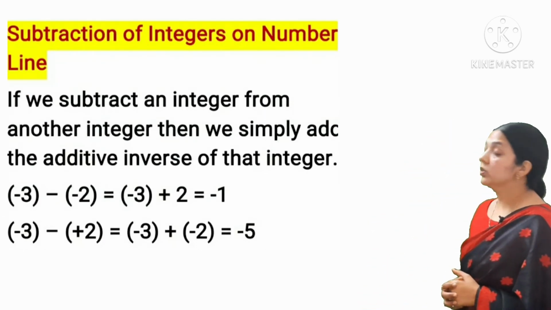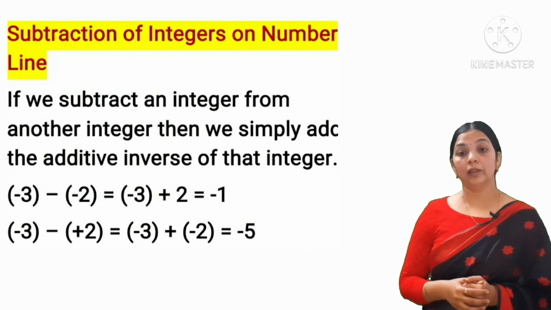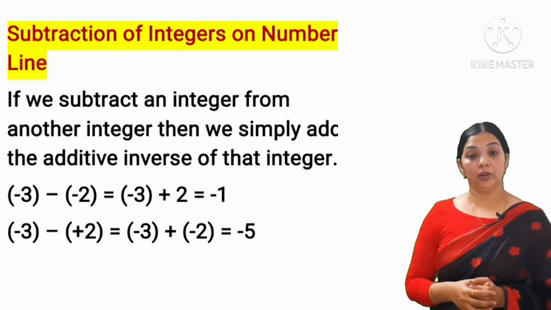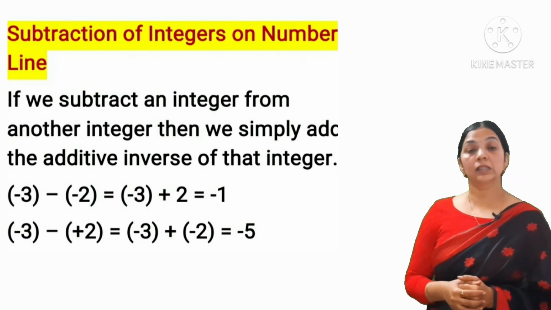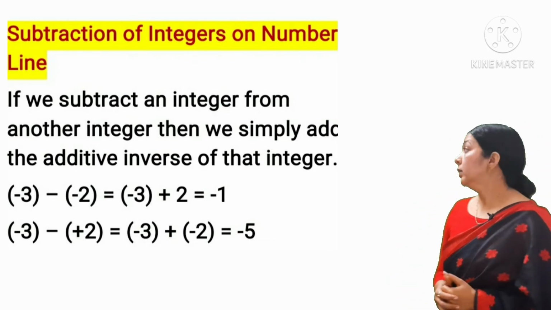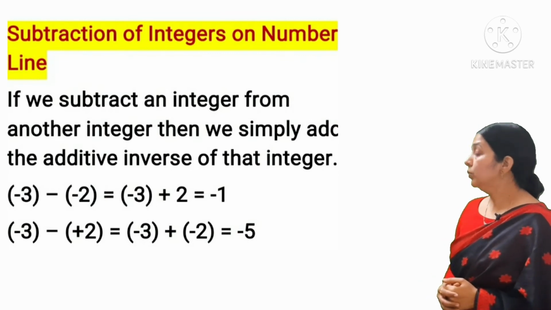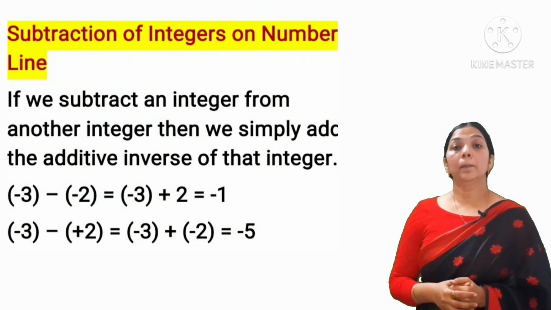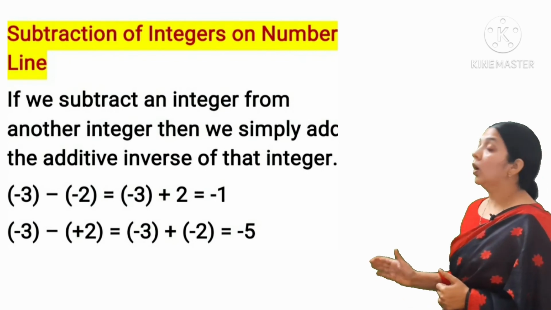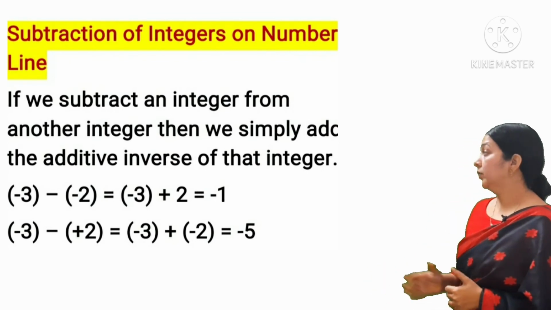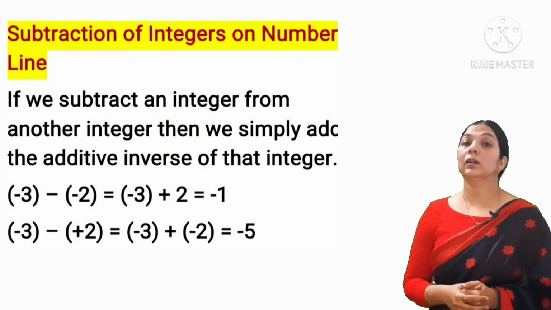Subtraction of integers on the number line. If we subtract an integer from another integer, then we simply add the additive inverse of that integer. For example, you can see here minus 3 minus minus 2. So here 2 is the additive inverse of minus 2. So we will add 2 to minus 3 and the result will be minus 1. Similarly, if we want to subtract 2 from minus 3, the additive inverse of 2 is minus 2, and minus 3 plus minus 2 would result in minus 5.